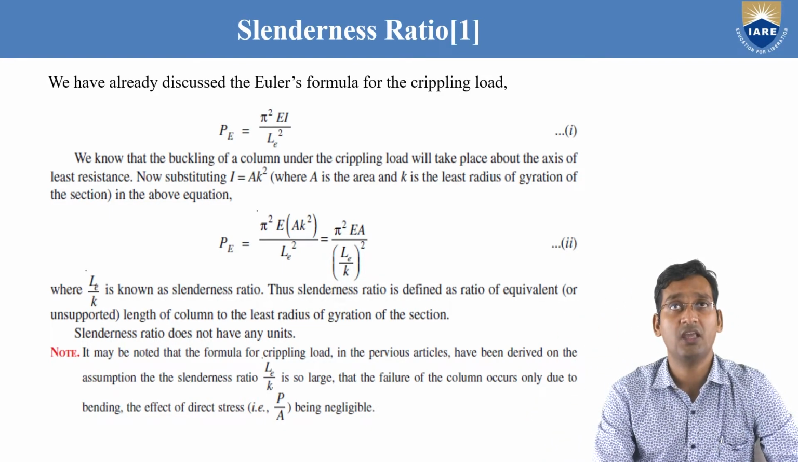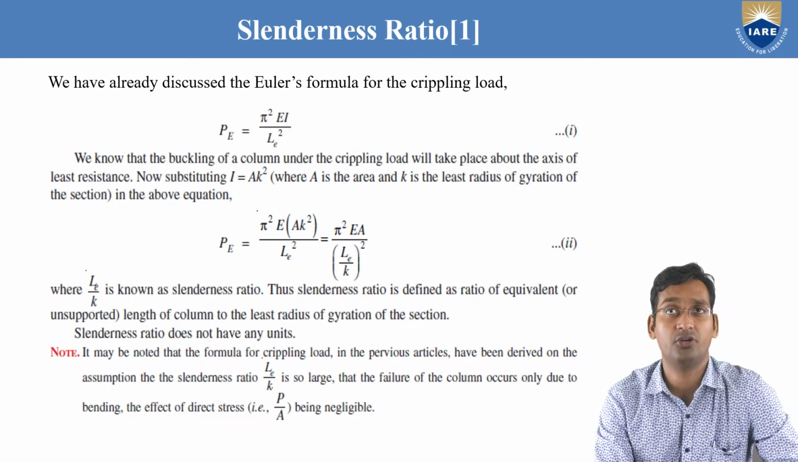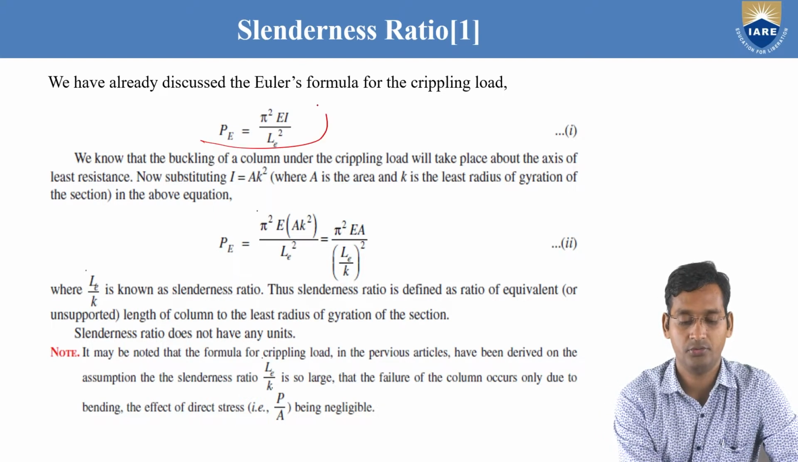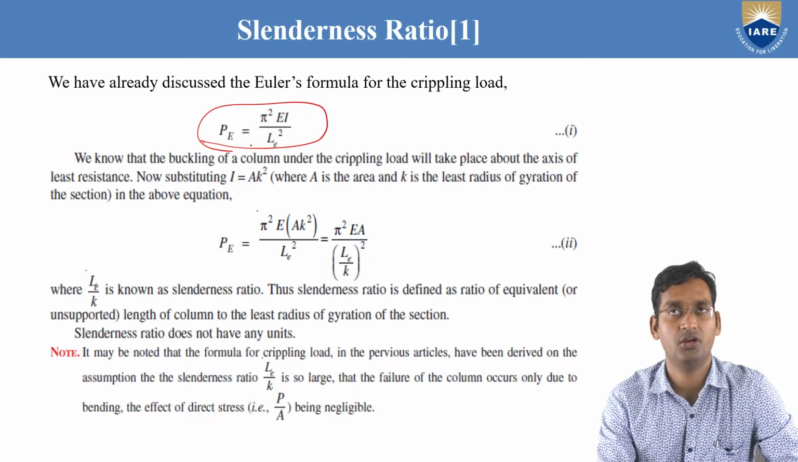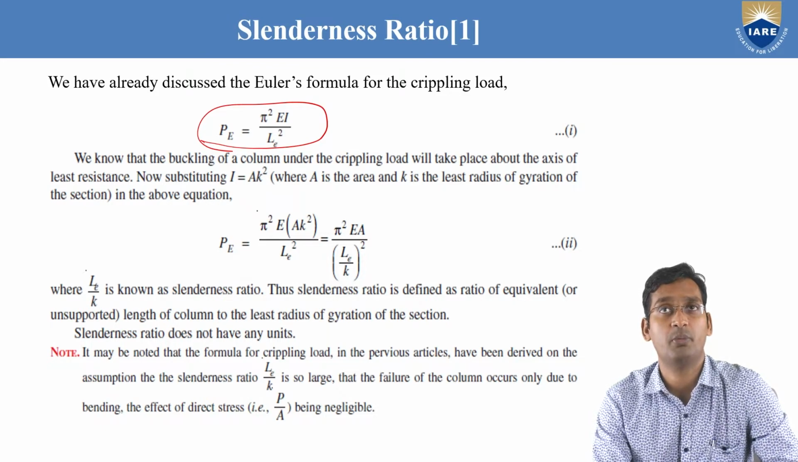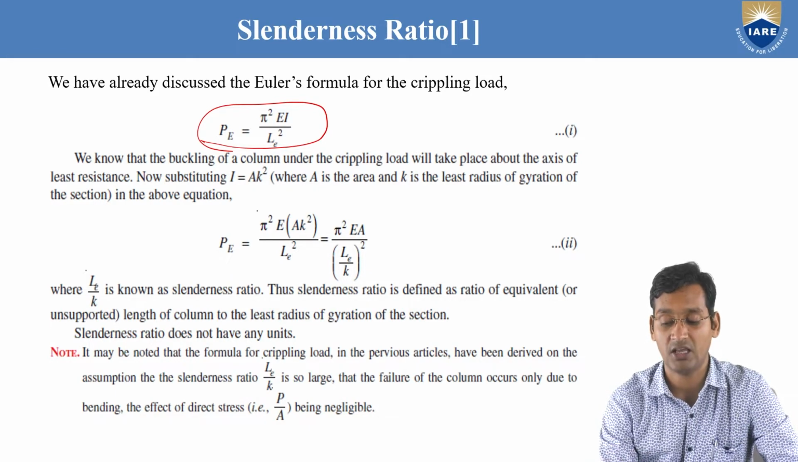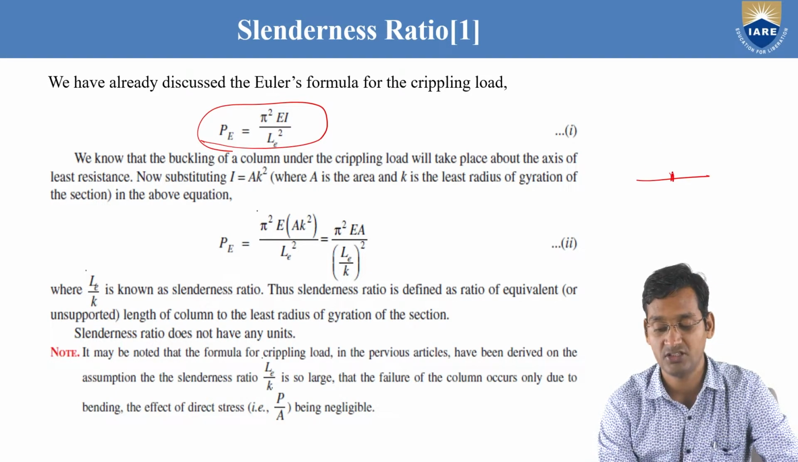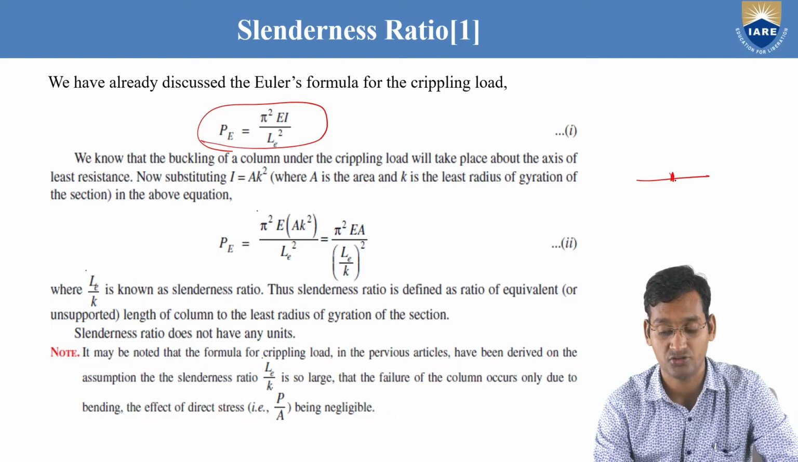So we have already discussed the Euler formula for crippling load, P equals pi square EI by LE square, where LE is the effective length. We know that the buckling of a column under the crippling load will take place about the axis of least resistance. Where the least resistance is there, the buckling will be there. That's why in the free case we can see, here it was fixed, so more resistance, so buckling is not there, only at the free end like this.